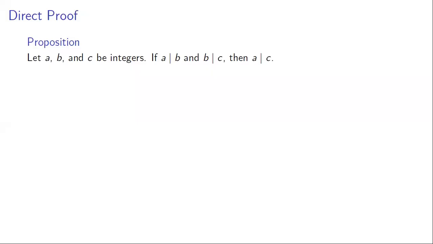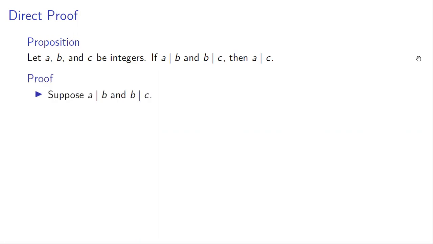For example, this says that if 5 divides 15 and 15 divides 45, then 5 divides 45. Right? a divides b and b divides c, then a divides c. Of course, you can give some examples, but that's not going to prove it. We want to prove that this is true for all integers a, b, and c, all possible integers that we might choose.